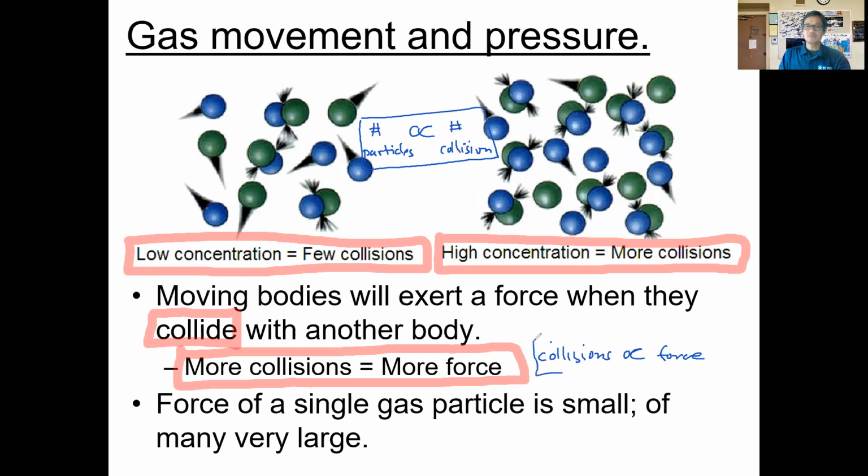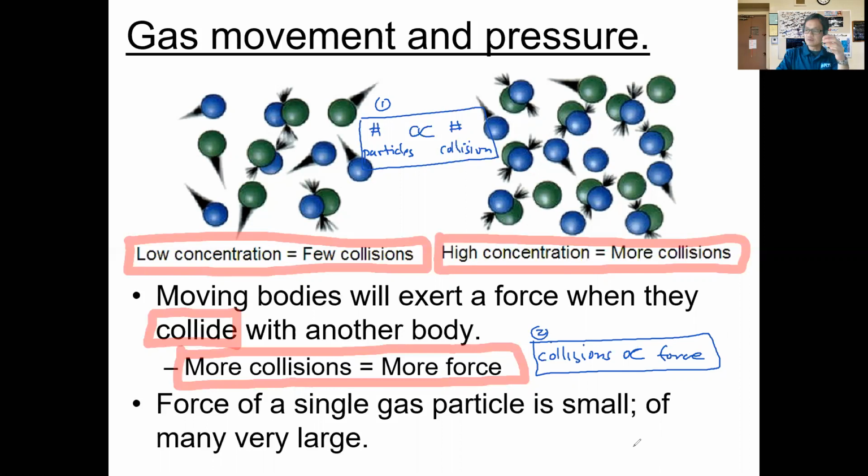So there are two proportions, two relationships that we have to take advantage of. First, the number of particles as it relates to the number of collisions. And secondly, the number of collisions: as the collisions increase, the force will also increase. As the collisions decrease, the force will also decrease. On a macroscopic scale, as the number of gas particles increases, the number of collisions will increase, and the force that particular gas exerts will also increase.